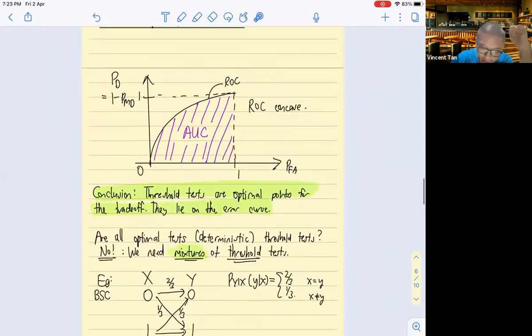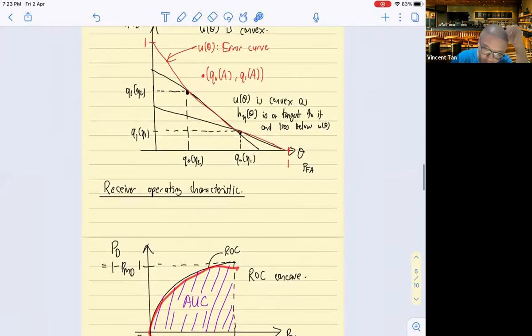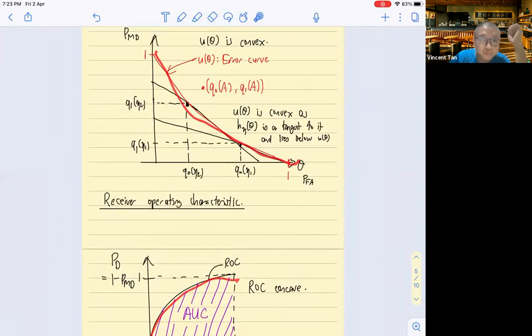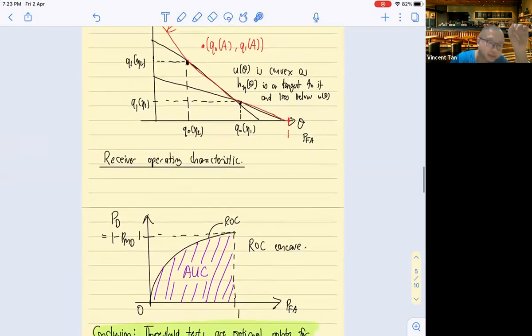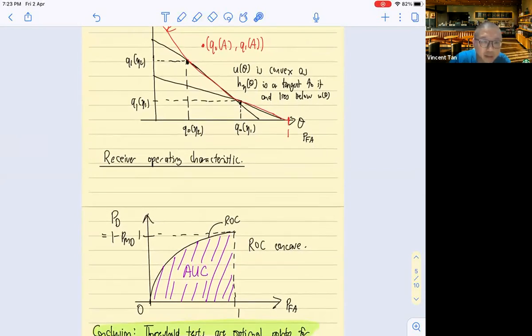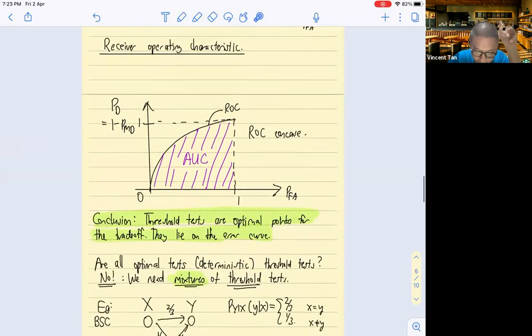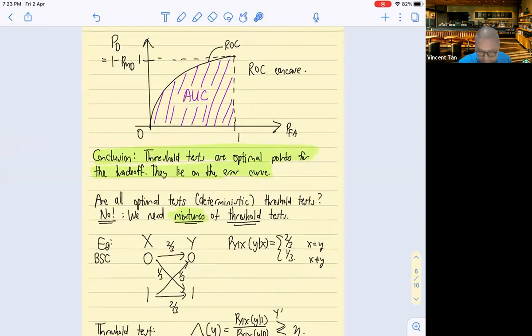So if I have a certain ROC or a certain error curve, I know that if I have a threshold test, it lies on the error curve, right? But the error curve could contain many other points that may not be achieved by a single threshold test. The purpose of the example is to show that every point on the error curve is attained as a convex combination of 2 threshold tests. Okay? At most 2 threshold tests.